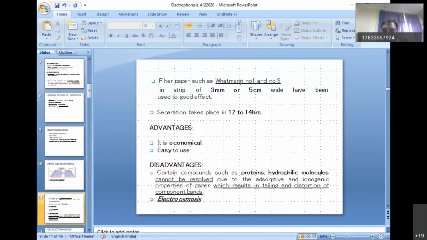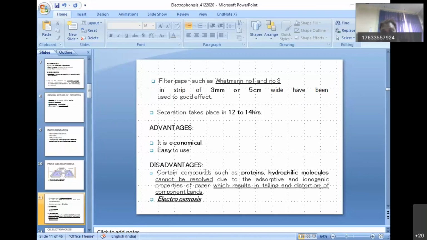So here the Whatman paper will be Whatman number 1. There are different numbers of the Whatman paper depending on the thickness. So number 1 and number 3 are basically used, and the separation will take 12 to 14 hours. The advantage of this separation is that it is very economical and easy. It can be used anywhere in the lab, even in labs that are just starting now. So if you want to separate any molecule or any protein, you can use paper electrophoresis.